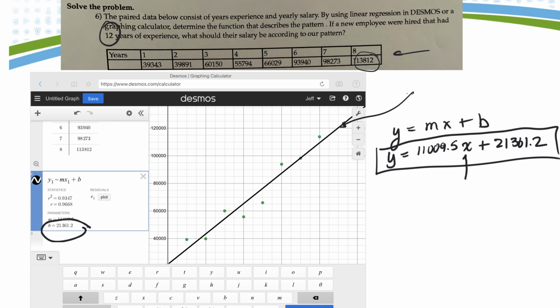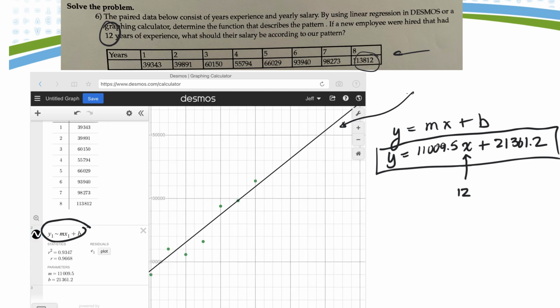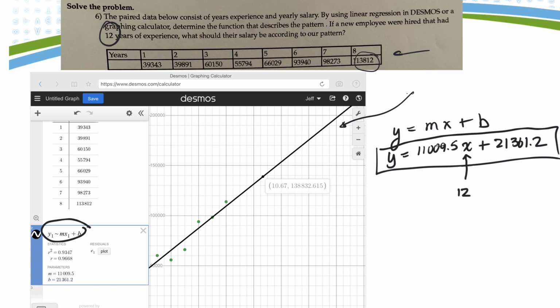So all I have to do is plug a 12 in right there where I see an X. Now, Desmos doesn't do that automatically for you, although I guess in a way it does. If you press and hold on that number or on the line, you can keep going up. I guess I've got to keep going up a little bit further. There. Keep going up till I hit 12 years of experience. Right about there. So 153,000. On the graph, it shows me about 153,000.